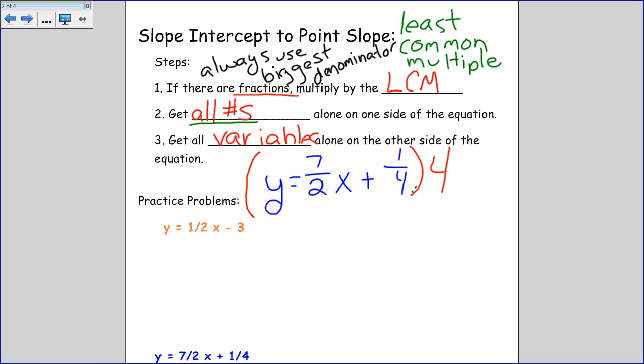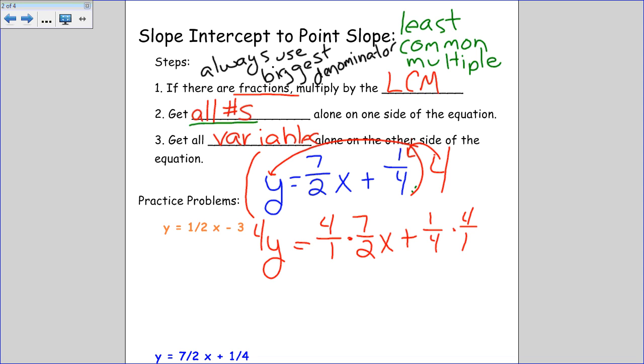Okay, so what's 4 times y? Good, 4y equals, all right, this one's going to be a little tricky. We'll write it so we can see it. I'm going to write 4 as 4 over 1 to see this a little better. Okay? I'm going to have 4 over 1 times 7/2 x. We'll write our other one here. It's also going to be 1/4 times 4 over 1. Okay? So let's look at both of these multiplications that we've just made here.